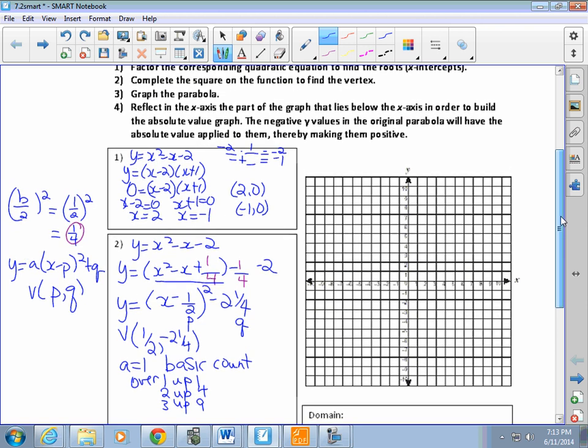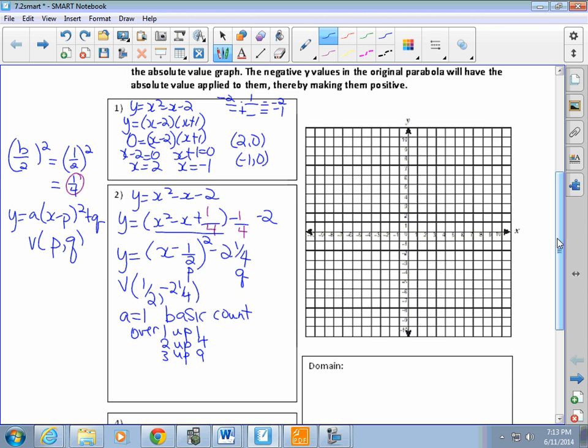Okay, so I graph my parabola. So I know I've got x-intercepts at 2 and 0. So x-intercept here at (2, 0), and x-intercept at (-1, 0). And then I know my vertex was at 1/2 and -2 1/4. So 1/2 would be about here. 2 and 1/4 puts me about there.